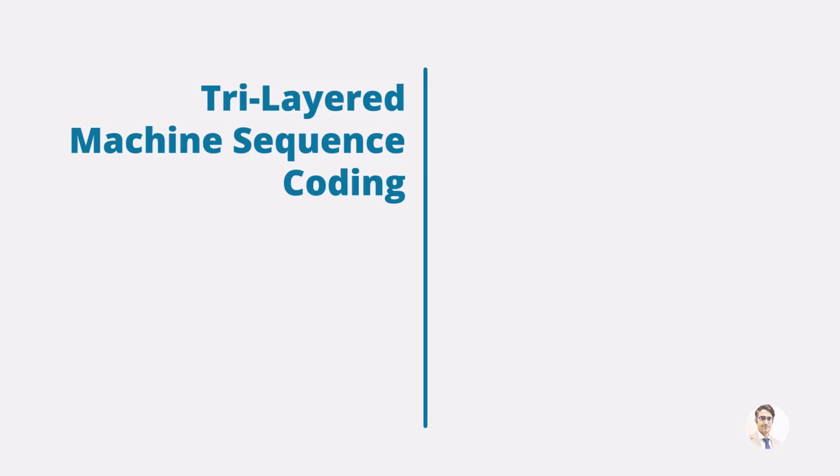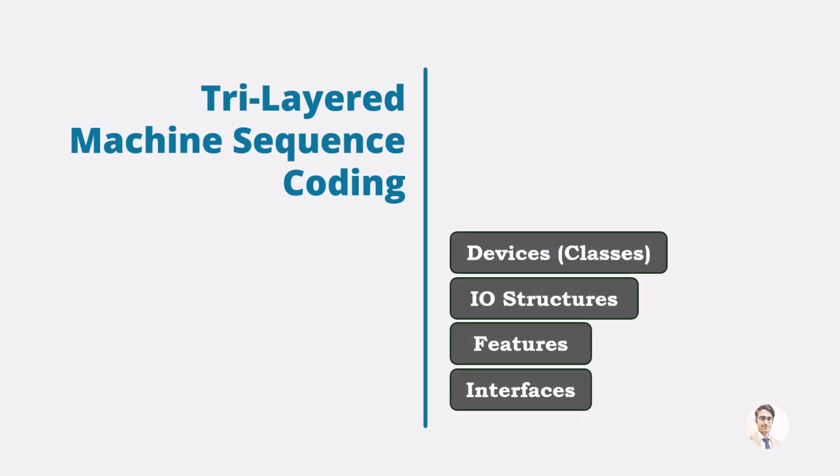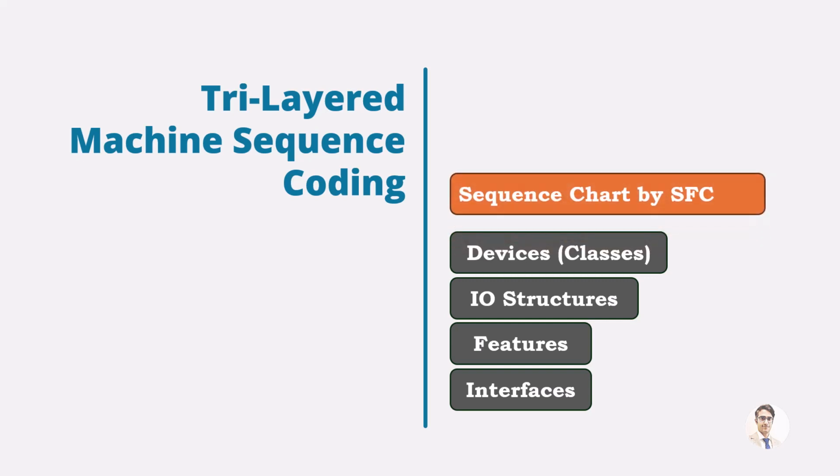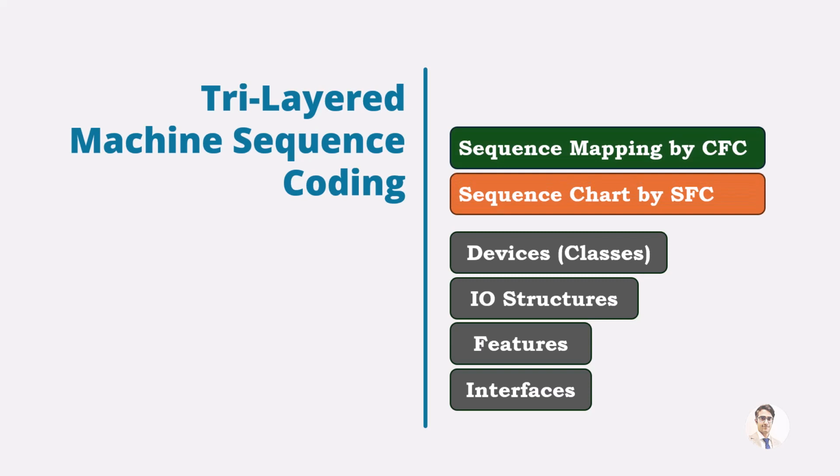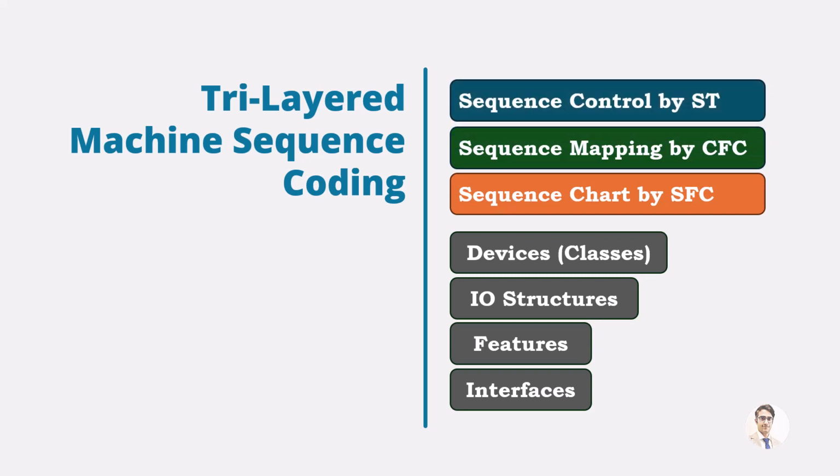As you can see in this page, we assume that we already defined the necessary interfaces, features, IO structures and classes for the devices. With this program base, now we are ready to define the sequence function chart. Then in the next layer, sequence IO mapping by CFC programming, and in the upper layer, that is the main control layer, we will manage the whole machine functionality.